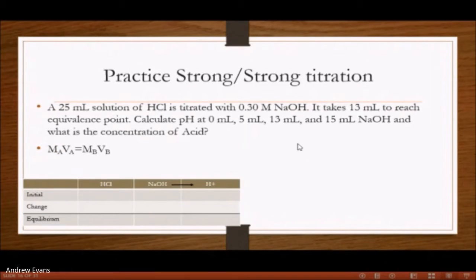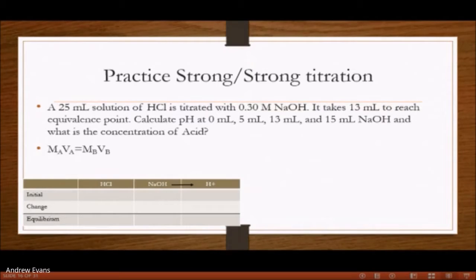So I'm going to write some numbers down, and we're going to work through these numbers hypothetically. If I have 25 milliliters of HCl, and I have 0.30 molar NaOH, and I say there's 13 mils to get to equivalence point. So then I ask, calculate the pH at 0, 5, 13, and 15.